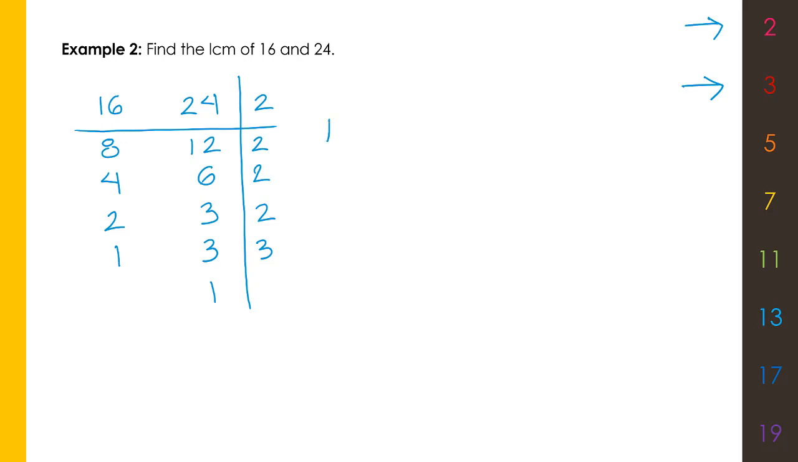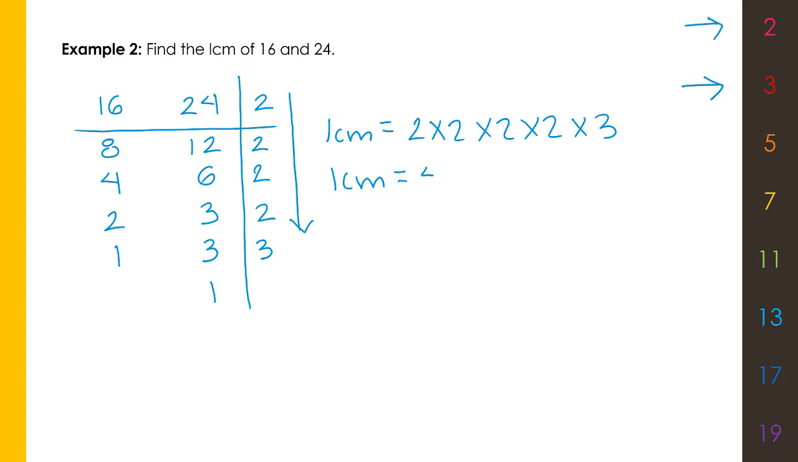And now to find the least common multiple between 16 and 24, we are going to multiply the numbers that we have on the right side, which are 2 and 3. We have four 2s: 2 times 2 times 2 times 2 times 3. So the least common multiple between 16 and 24 is 48. This is finding the least common multiple between two numbers by prime factorization. Let's see a third example.